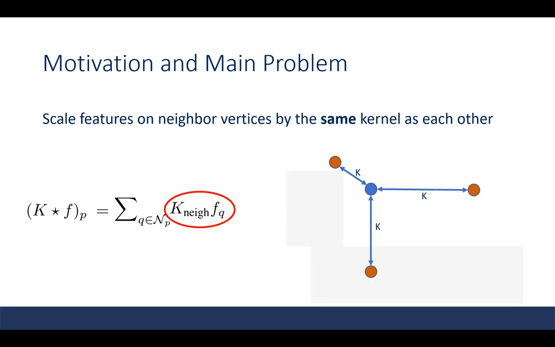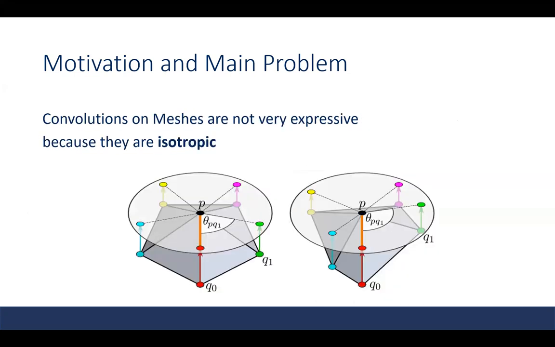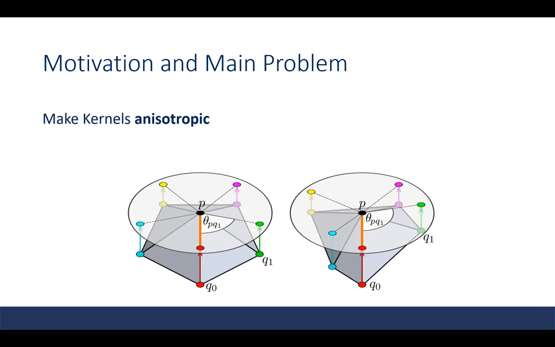Now these convolutional kernels K do not depend on the direction at which these incident edges are coming into the blue vertex. And this is a problem because this leads to an isotropic kernel that is not very expressive. Here's why they're not very expressive. If you applied the graph convolution I described before to these separate neighborhoods, they would spit out the exact same answer. We would like it to spit out different answers because we would like to be able to distinguish between these two different neighborhoods. The only difference here is the green dot that is slightly rotated around.